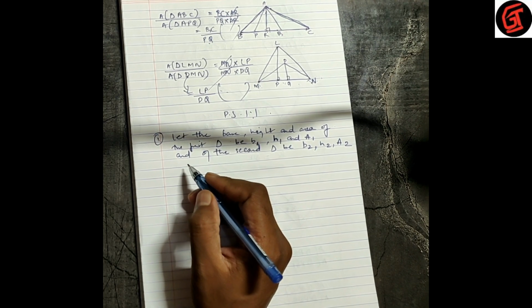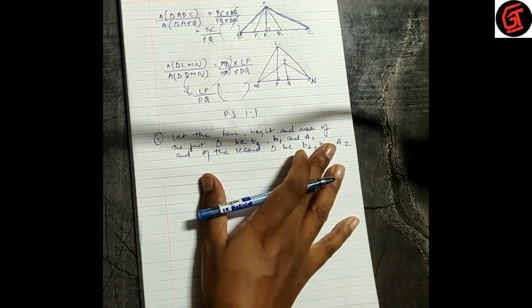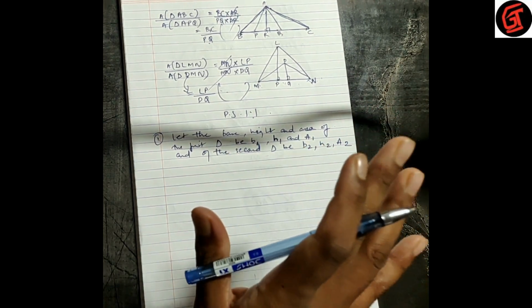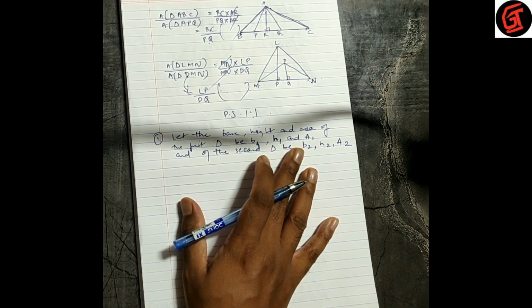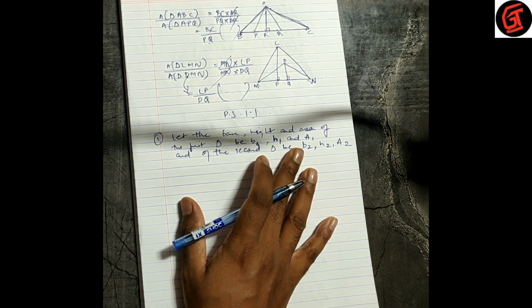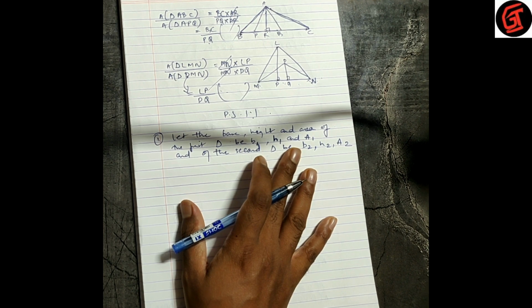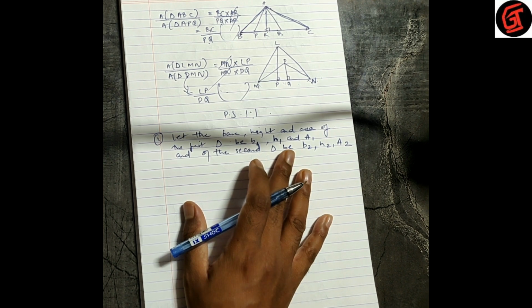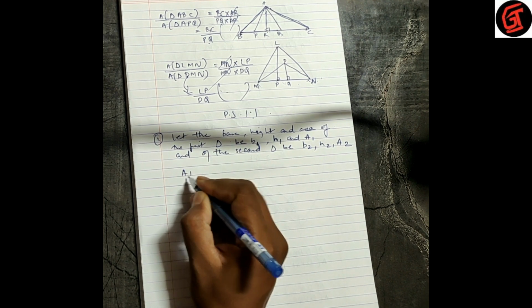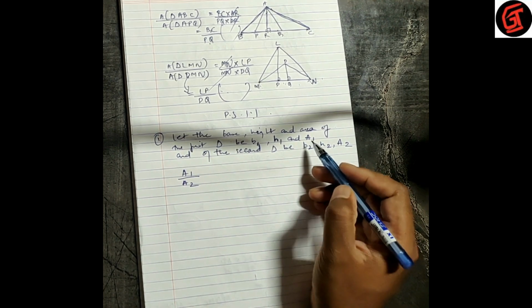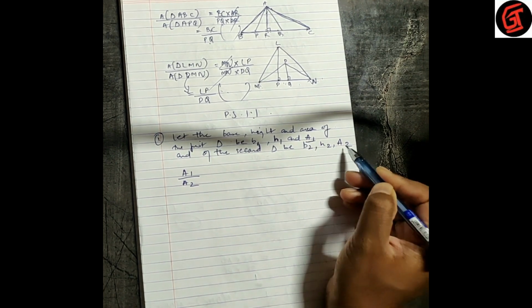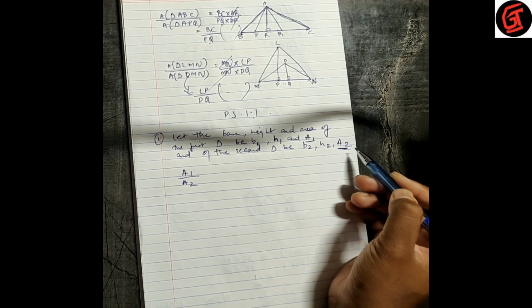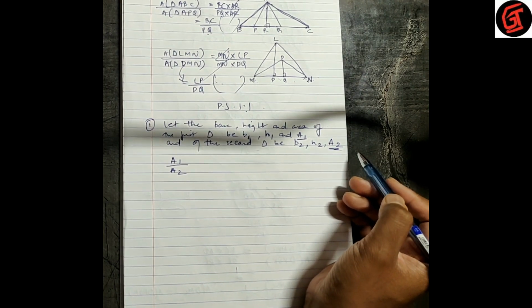Now we know that these sums are related to the lecture 1 that we did. Ratio of areas of two triangles is equal to ratio of product of the base and corresponding height. So let's see this. A1 upon A2, ratio of areas of two triangles. So this is the area of the first triangle and this is the area of the second triangle.